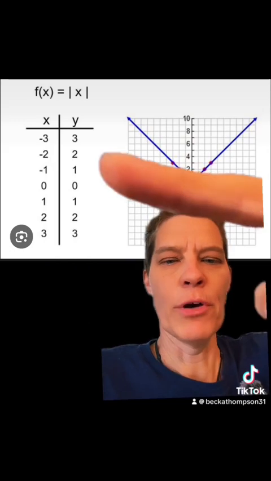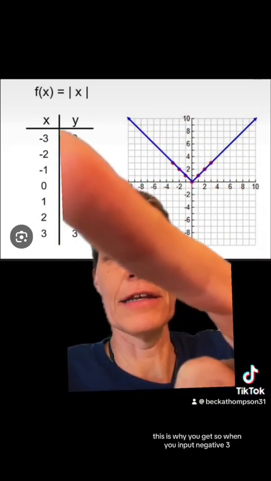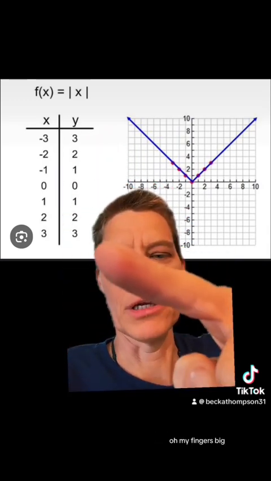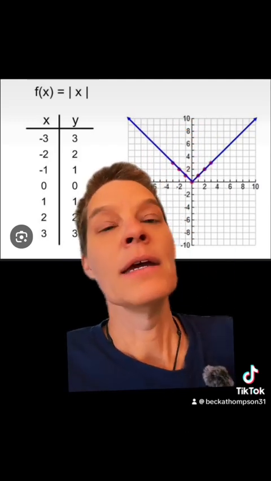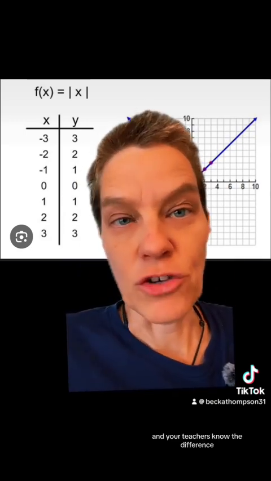But just to remind you, this is why you get this: when you input -3, you get out +3. When you input +3, oh, my finger's big, you get out +3. That's where you get this bounce back that a lot of kids call a V. Be very careful because it is different from a quadratic, and your teachers know the difference.